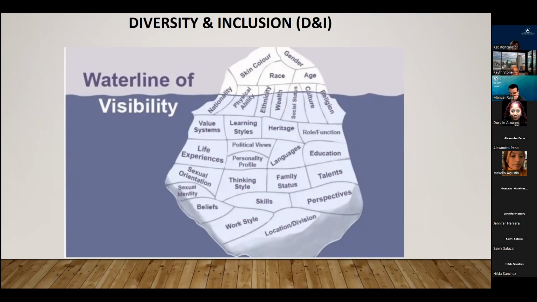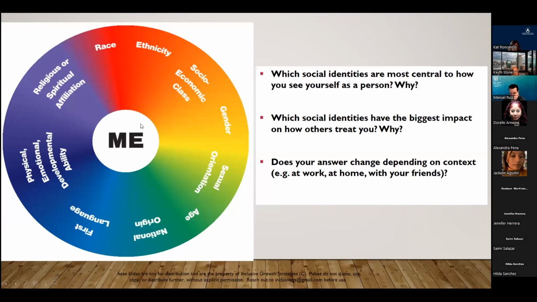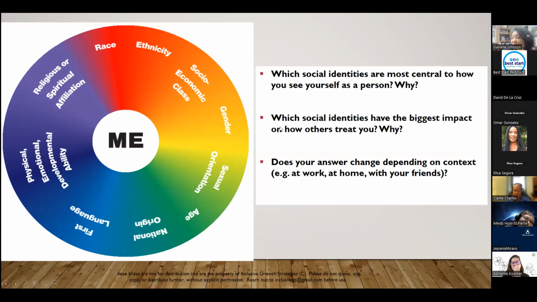Understanding those systemic barriers that keep people from being able to engage. So we're going to go into our final breakout group for you all to share some of your identities. When we think about this wheel, there are a number of things featured here. Maybe there's something that you identify with that is not featured. I would really encourage you to share, right? Maybe it's your first language, your physical, emotional, or developmental abilities or disabilities, your religion or spiritual affiliation.